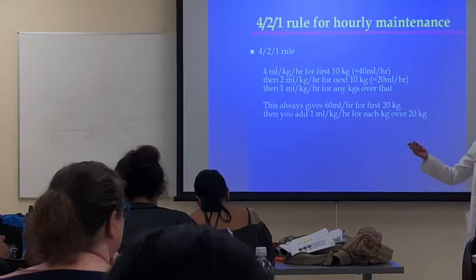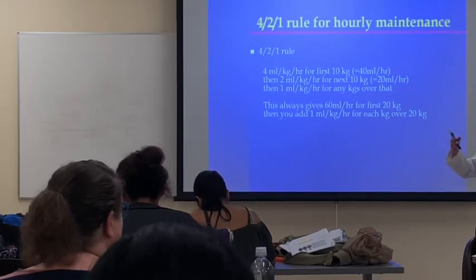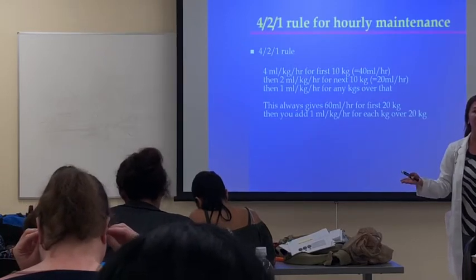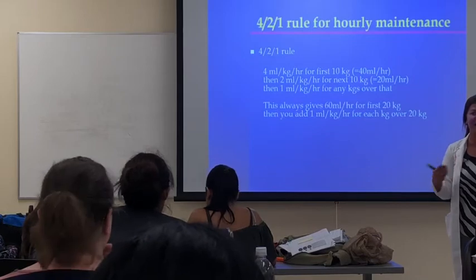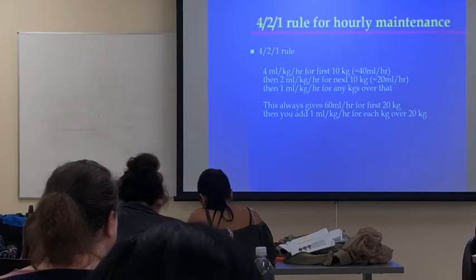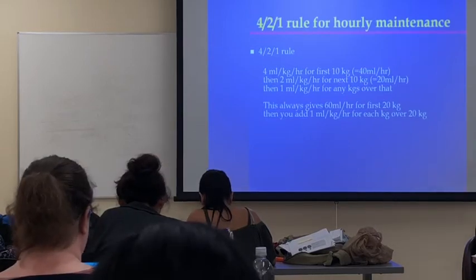But as you can see, the most modern form of the Holliday-Segar, the 4-2-1 rule, is exactly the same as kilograms plus 40. That's the modern, Americanized way.